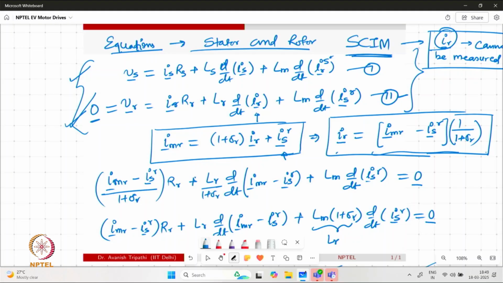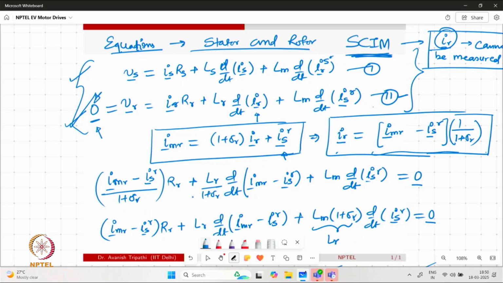And what we find is that, because in particular we are dealing with a squirrel cage induction machine, the voltage at the rotor terminals is going to be zero. It is shorted at the terminals. Which means that the equation we have on the rotor side gets slightly simplified because of the presence of the zero vector.